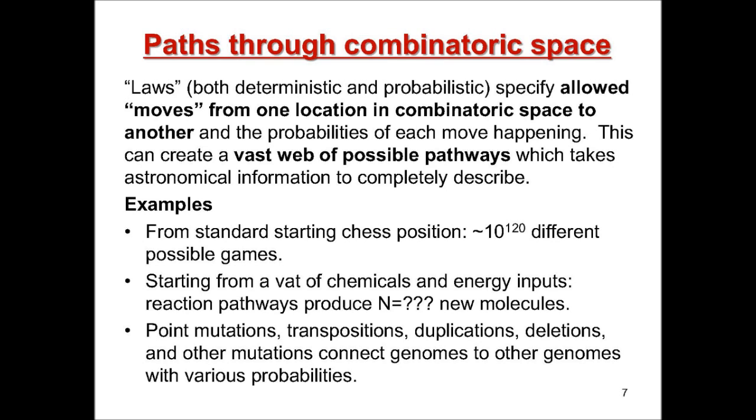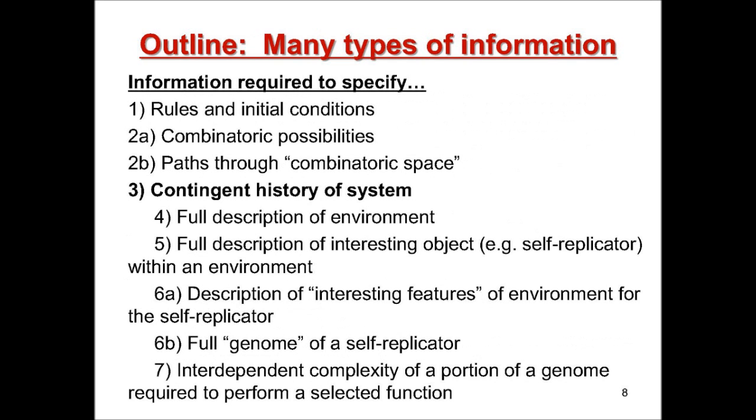Similarly, point mutations and transpositions and duplications and deletions and other mutations can move you from one point in genomic phase space to other points in genomic phase space with various probabilities. So this is what I mean by paths through combinatoric space. All right, now the next one, contingent history of a system.